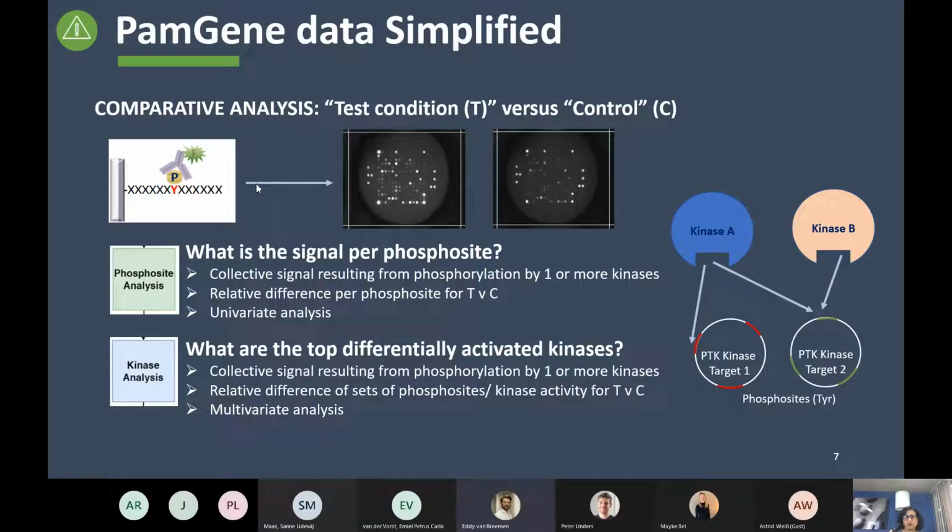At the kinase level, of course, we were interested to know the top differentially activated kinases, because every phosphosite, as I said, can be phosphorylated by several kinases and vice versa. Each kinase phosphorylates many sites. So this relationship is complex. Therefore, we have developed a functional tool called the upstream kinase analysis, by which we can find out the top differentially activated kinases. This goes for univariate analysis, the phosphosite one, which looks at per peptide changes, whereas the multivariate one looks at sets of peptides that are changing in the data.